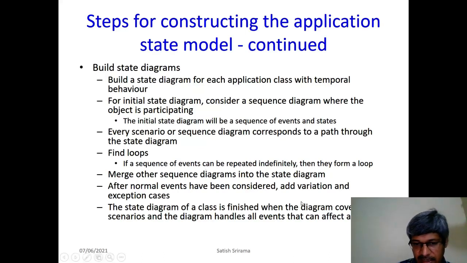So eventually the state diagram of the class is finished when the diagram covers all the scenarios. That means all the sequence diagrams. And the diagram actually handles all the events that can affect the state. Okay. So it's a reasonably long procedure for building the state diagrams for that particular process. You should be basically identifying all the events for that.